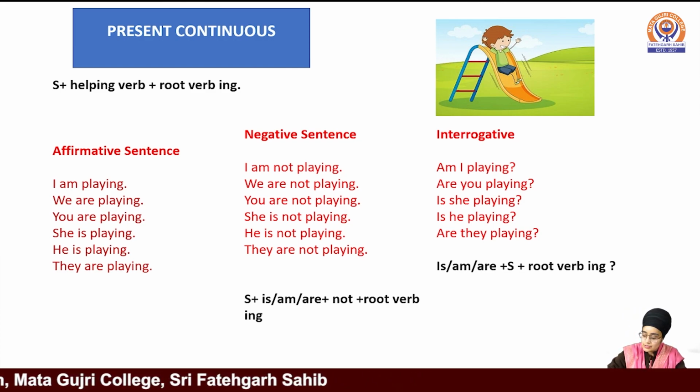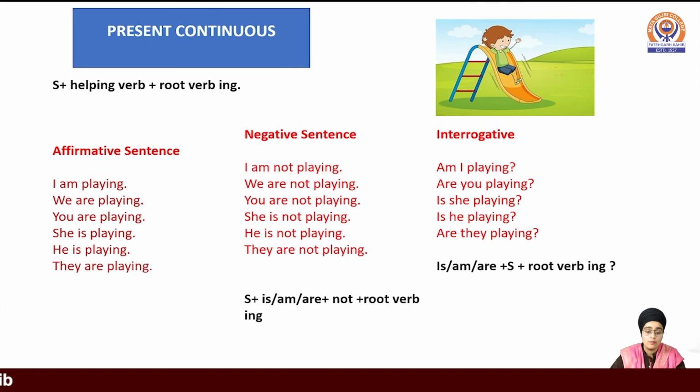Okay, so now let's come to negative sentences. Negative sentences in the present continuous will be formed with the basic structure subject plus is or am or are plus not plus root verb in the ing form. Examples, I am not playing, we are not playing, you are not playing, and likewise.